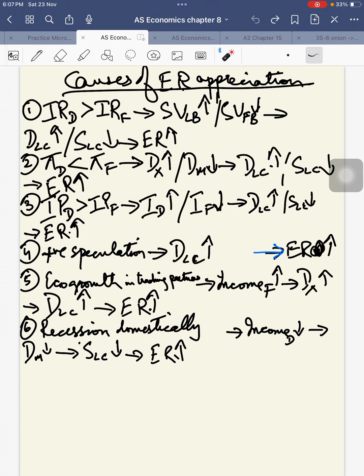So we've basically done three main things. Number 1, we've covered what is the floating exchange rate system. Number 2, we've covered what are the factors that cause changes in the exchange rate, and what are those changes in the exchange rate called, i.e. depreciation and appreciation in the floating exchange rate system. And number 3, what are the causes of appreciation and depreciation.